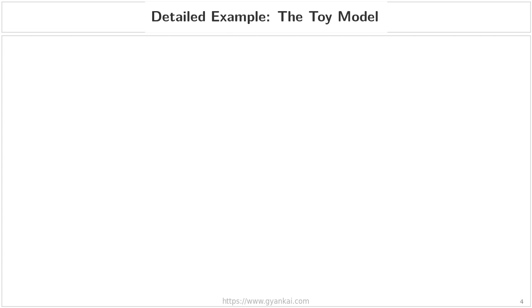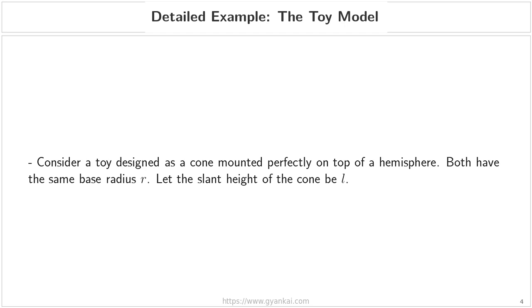Detailed example, the toy model. Now that we understand the theory of hidden surfaces, let's put it into practice with a detailed example. Imagine we have a toy model, specifically a cone mounted perfectly on top of a hemisphere. Because they fit together perfectly, both shapes share the same base radius, which we will call r for the cone. Let's also denote its slant height as L. Let's break this down step by step using the methodology we just discussed.